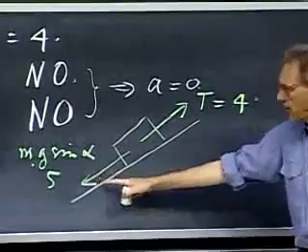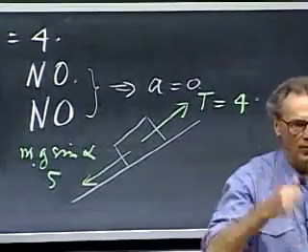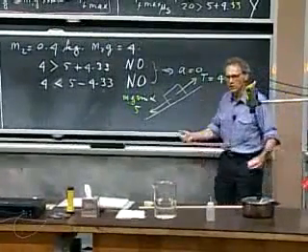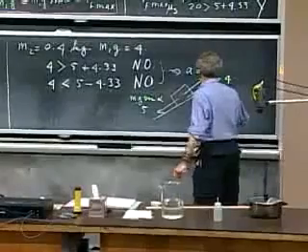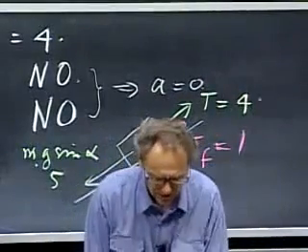5 newtons downhill, 4 newtons uphill. What will the friction be? How large and in what direction? Uphill, how large? 1, exactly. The friction will adjust itself so that there is equilibrium, that nothing is going.